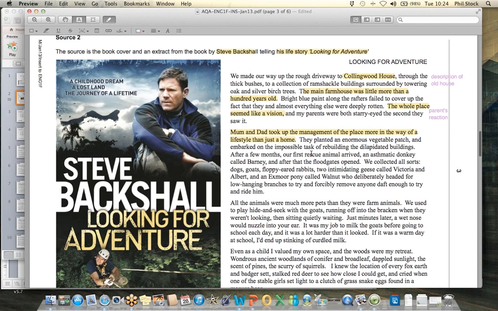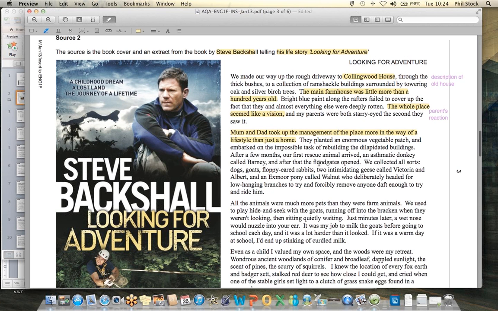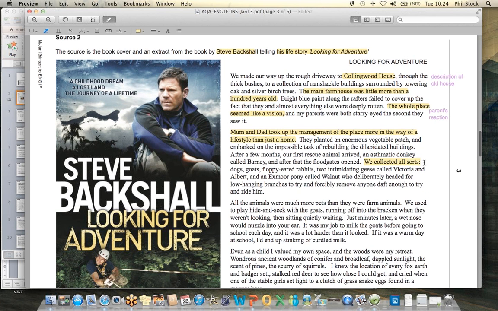They planted an enormous vegetable patch and embarked on the impossible task of rebuilding the dilapidated buildings. After a few months, our first rescue animal arrived, an asthmatic donkey called Barney, and after that the floodgates opened. We collected all sorts: dogs, goats, floppy-eared rabbits, two intimidating geese called Victoria and Albert, and an Exmoor pony called Walnut, who deliberately headed for low-hanging branches to try and forcibly remove anyone daft enough to try and ride him.